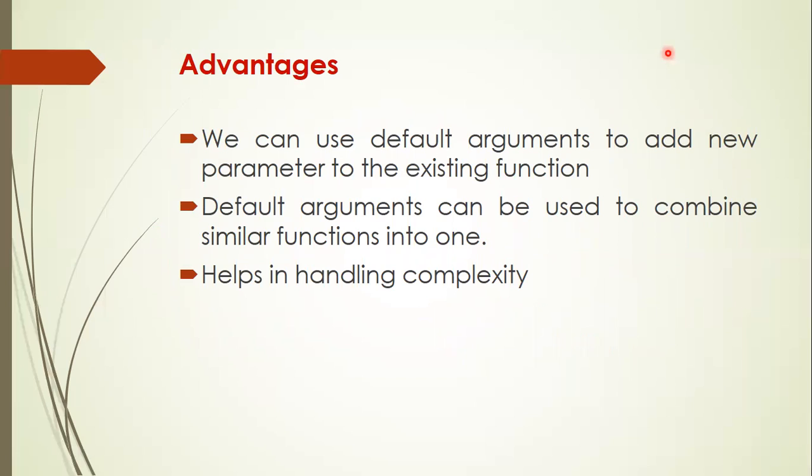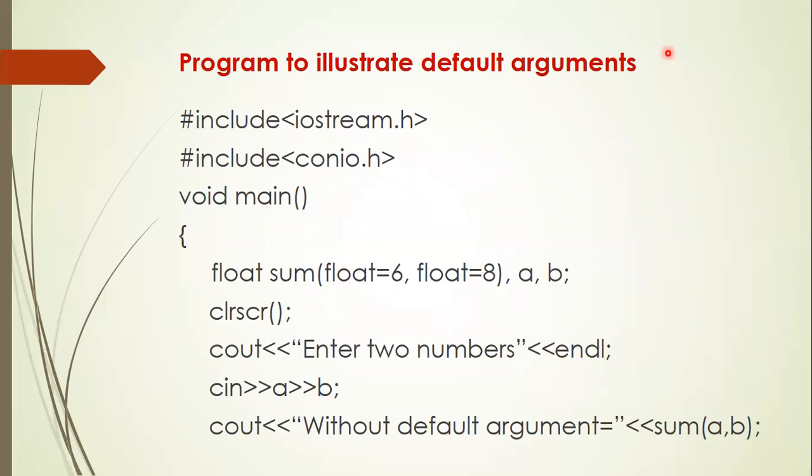What are the advantages of default argument? One is, with the help of default argument, we can add a new parameter to the existing function. So if while defining the function you mention only 2 arguments and you want to add an additional argument, that is possible. And default argument can be used to combine similar functions into one single function, and it helps in managing the complexity of your program easily. But the concept of default argument will be clear if you learn through some simple example. So now we'll illustrate the concept of default argument with 2 simple examples.